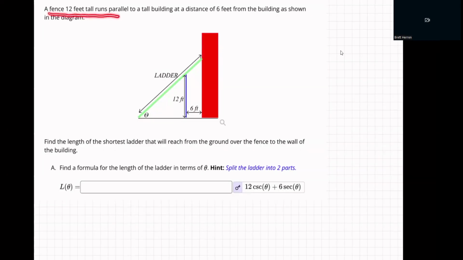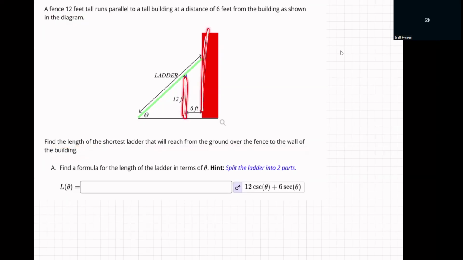A fence 12 feet tall runs parallel to a tall building at a distance of 6 feet from the building, as shown in the diagram. Find the length of the shortest ladder that will reach from the ground over the fence to the wall of the building. So we have this 12-foot fence.